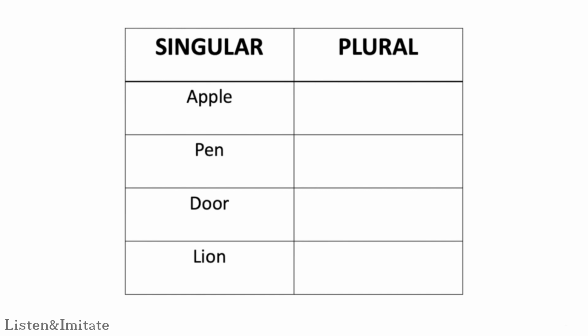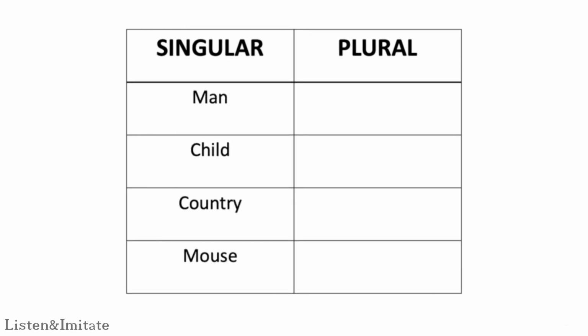The plural form of apple is apples. The plural form of pen is pens. The plural form of door is doors. The plural form of lion is lions. Make sure to always pronounce the S at the end of plural nouns.